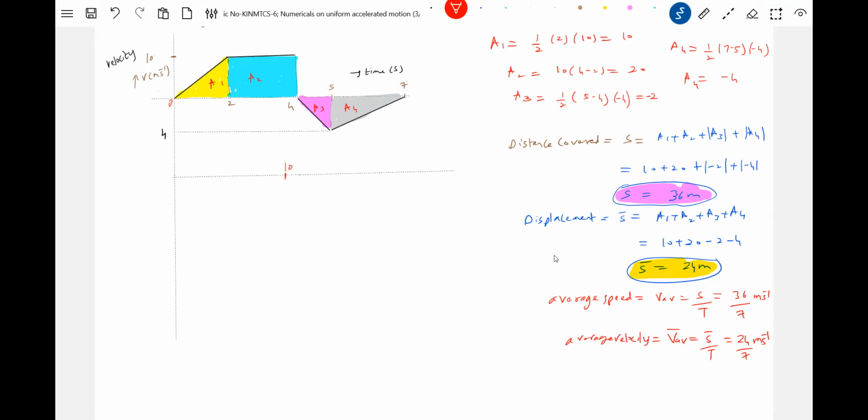The 10, I'll show it here. Then it will move another 20 meter. Then afterwards, it will move 2 meter, then 4 meter. So how much distance will this be? 2 meters. And finally, it will come to rest.